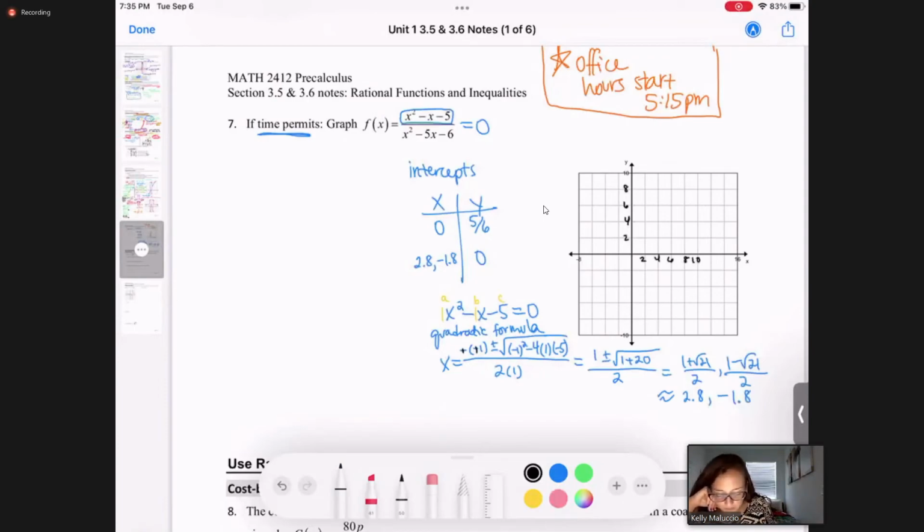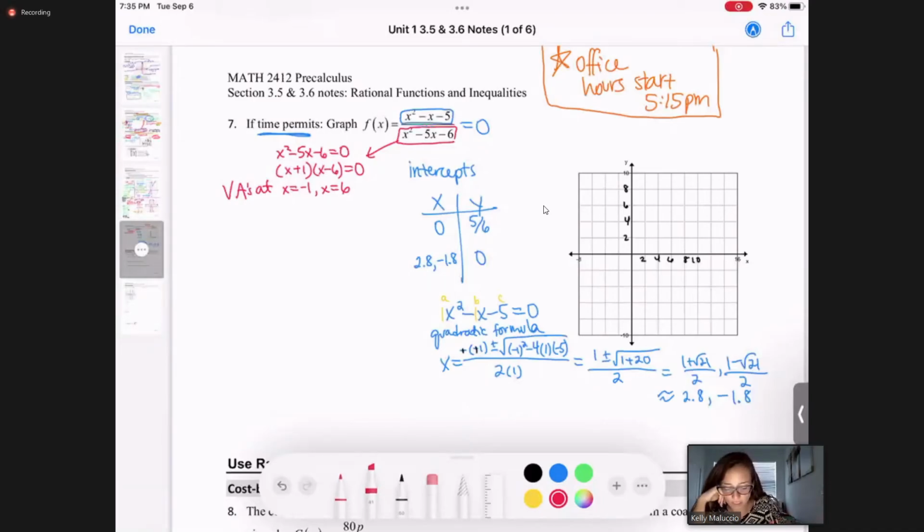I was just curious. So now I'm going to focus on the denominator for my vertical asymptotes. So x squared minus 5x minus 6 equals 0. Luckily, we can factor this. They made this nice for us at least. So this factors into x plus 1 and x minus 6. So x is negative 1 and 6. So these are our VAs. VAs are at negative 1 and 6.